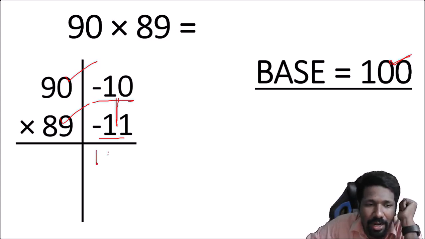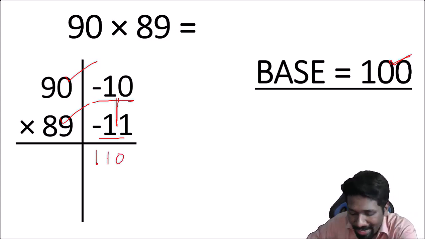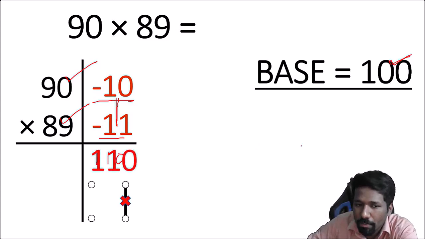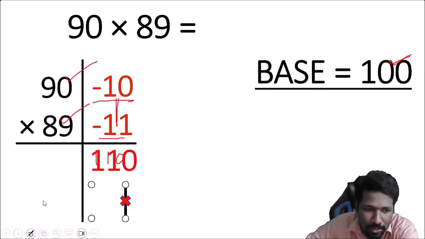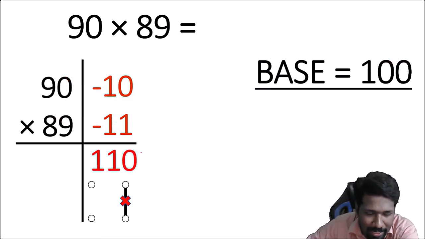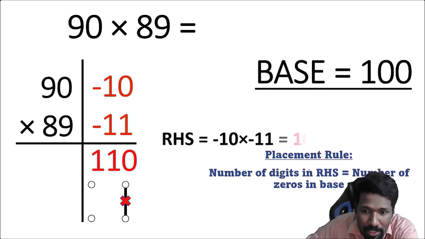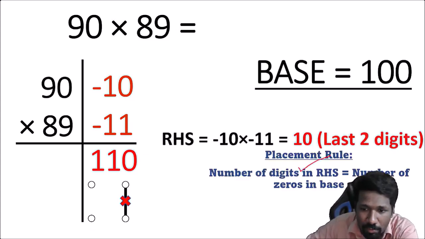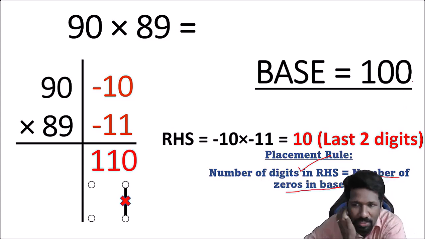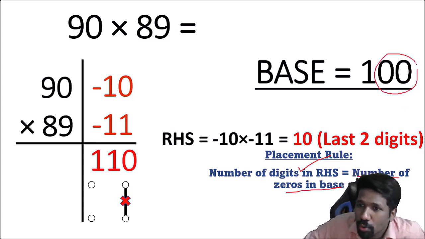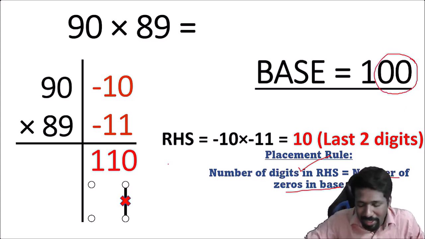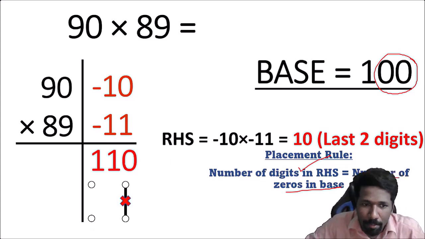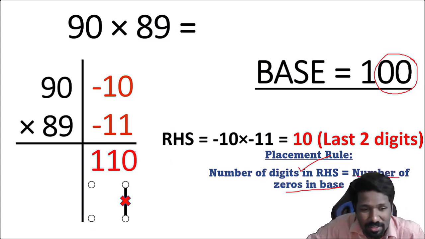That is 110. But what did I tell about the placement rule? This 110 is going to be the right hand side now, but the placement rule says the number of digits in the right hand side should be equal to the number of zeros in the base. 100 has 2 zeros, so only 2 digits should be there in the right hand side. But 110 has 3 digits. How to tackle that problem?